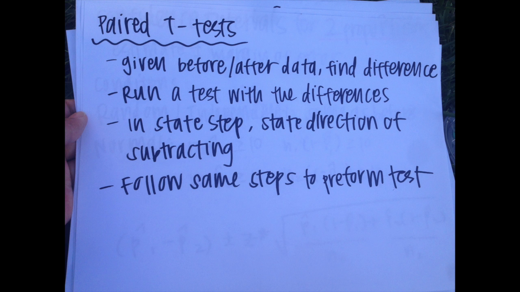Paired t-tests. If you are given before and after data, find the differences of the data first and then run a test using those differences, if that's what it asks for. And in the state step, it is important to state the direction of subtracting, and then you would follow the same steps as we showed before to perform a test.